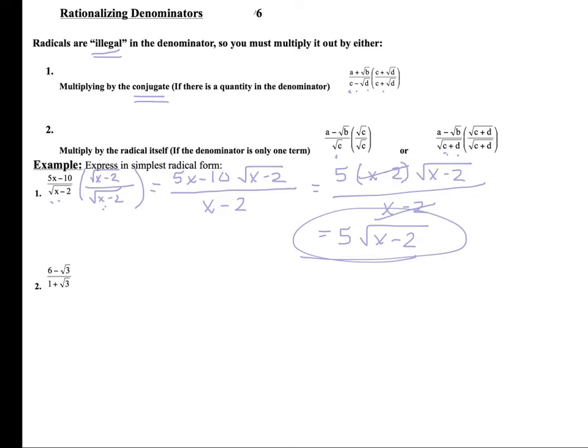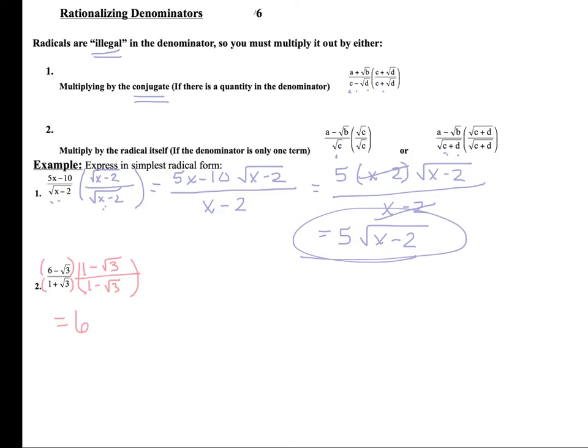For the second one, I have 1 plus the square root of 3. So I have two terms, one whole and one radical. So I want to multiply by the conjugate. So since it's 1 plus radical 3, I'm going to have 1 minus radical 3 as my conjugate. And since I have a quantity on top and a quantity in the denominator, I have to FOIL both of them. So 6 times 1, 6.